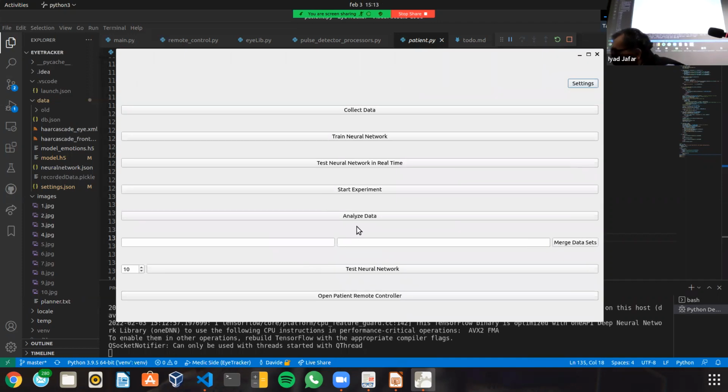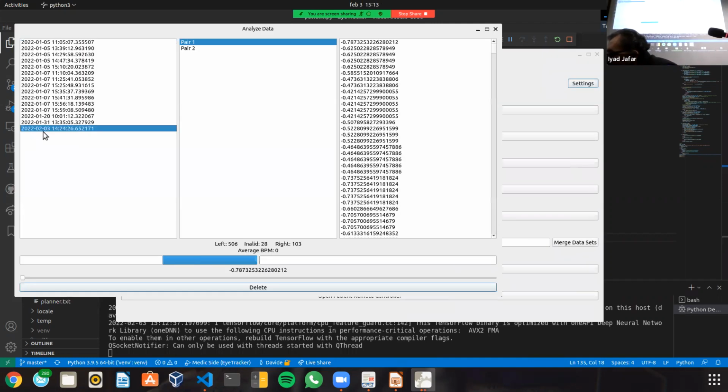Okay, we did one before, so you can see the timestamp that is today, an hour ago, because we tested it. And basically, here we can select the two pairs that we've seen during the experiment. These are all of the predictions on each frame. So we can see that in 10 seconds, the Raspberry recorded more or less 600 frames. For the first pair, the patient watched it left for 500 frames. 28 were not recognized or was looking at the center, and 103 at the right.